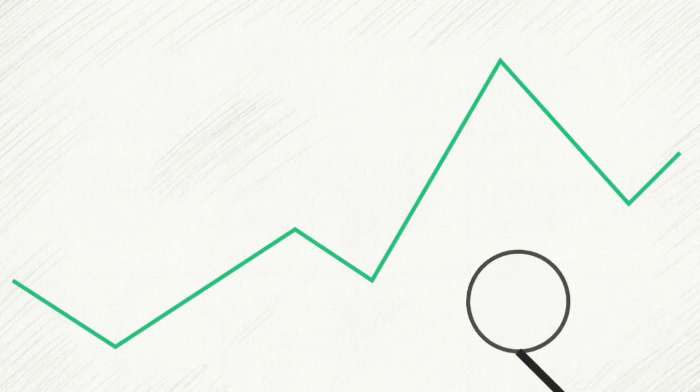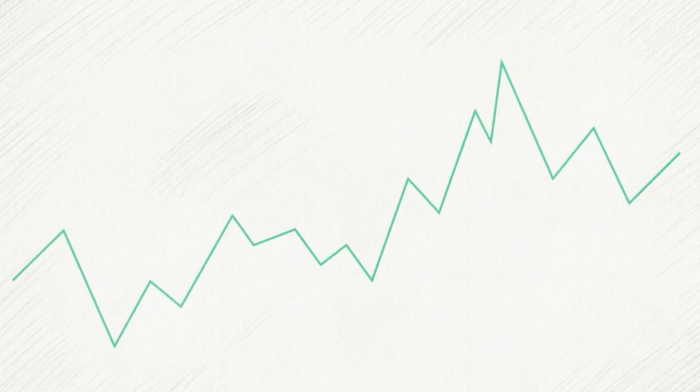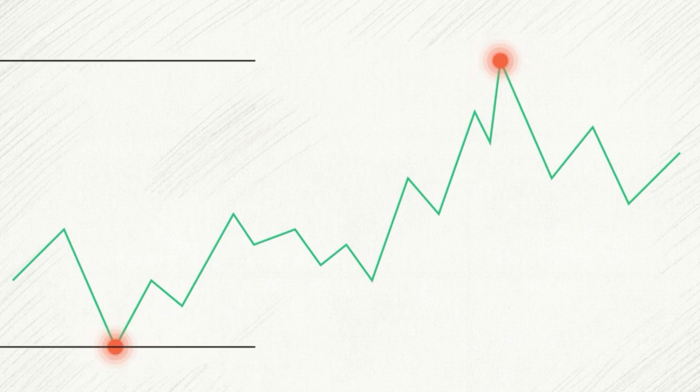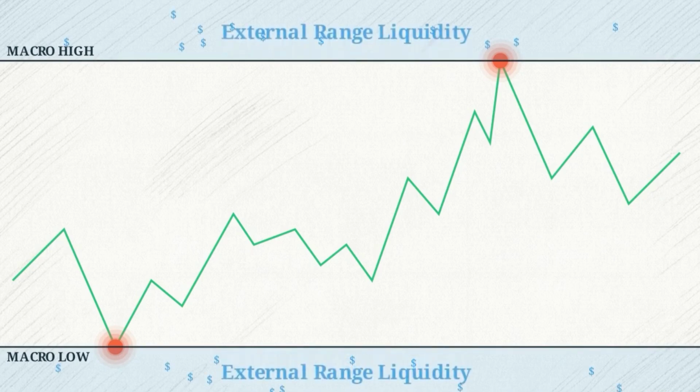We are taught that a bullish trend is a clean sequence of higher highs and higher lows, but this diagram shows the reality. If you zoom in on any smooth trend line, you will see a fractal zigzag of impulses and pullbacks. To understand the structure, we first identify the heavy anchors. These are the major swing highs and major swing lows that define the macro direction of the market. The massive clusters of stop losses sitting entirely outside these major swing points form our first category, external range liquidity.